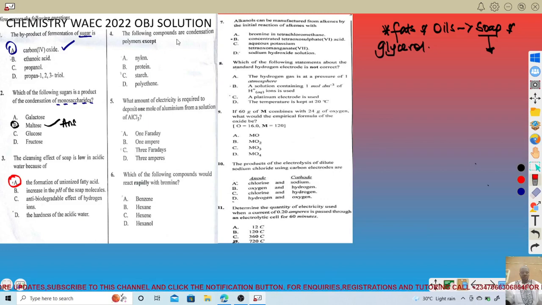The following compounds are condensation polymers, except: we talk about starch, sugar. You can see most of your questions from 1 to 4 so far are still on the organic aspect. So directly we can say nylon. Everybody knows nylon 66 is condensation polymerization. Protein, basically. Starch, yeah, I talked about that.